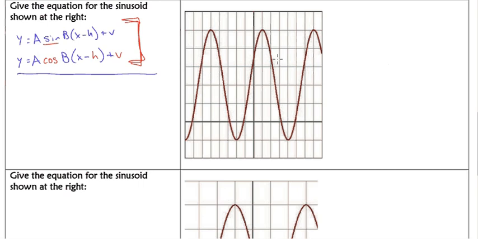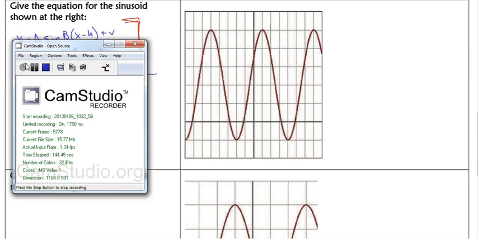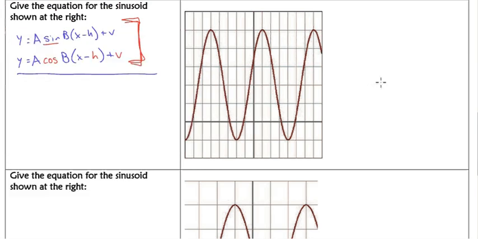So here we go. We know that we're going to have to write this as one of these two forms right here. And what button did I just hit? Sorry, just a second. All right, sorry about that.